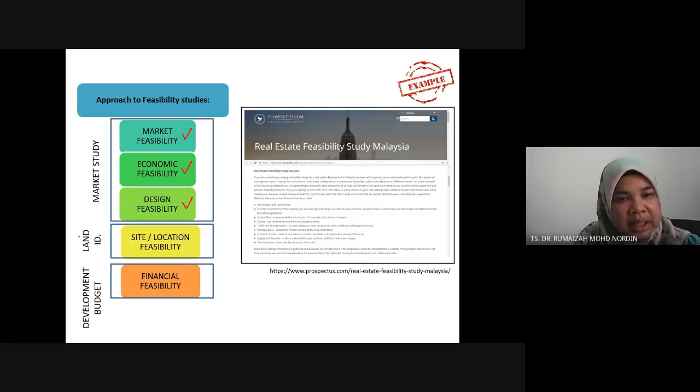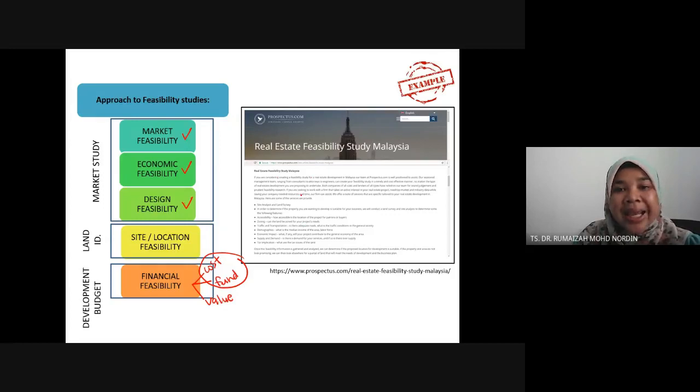Alright, and then land identification ni adalah site or location feasibility. So you will want to know jarak dari city center berapa, apakah access highway yang berhampiran, dan sebagainya. And then satu lagi adalah financial feasibility, whereby you need to know what are the costs, construction cost, land cost or the total cost of that project. And then you need to know siapa nak bagi kita fund. Alright, mana nak cari funding. And then adakah value jualan tu boleh cover investment yang telah kita lakukan. Alright, so these are the things that you need to conduct during feasibility studies.